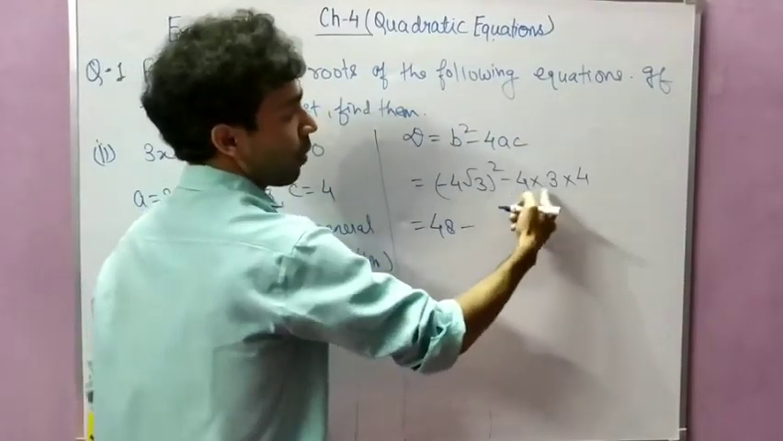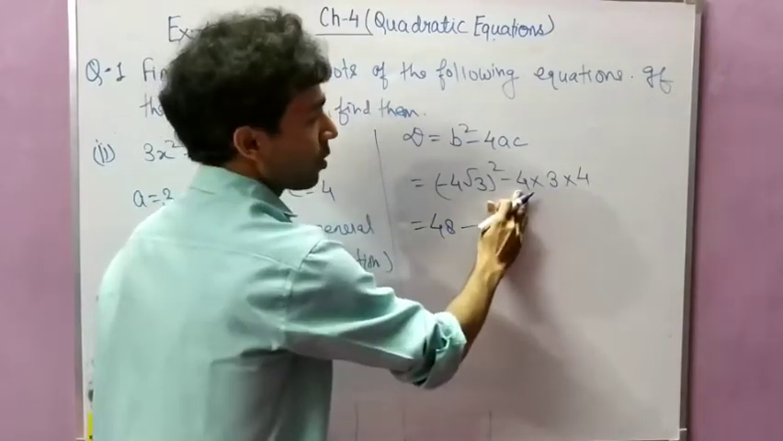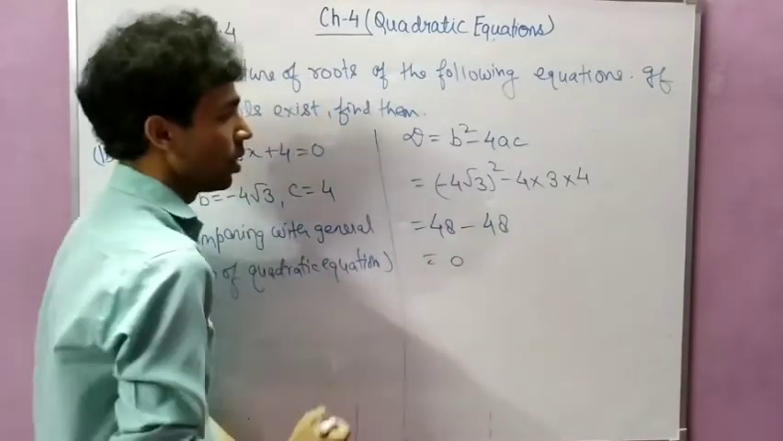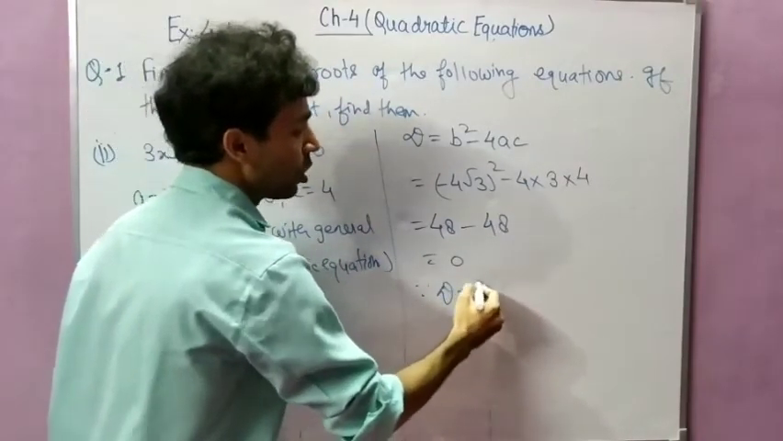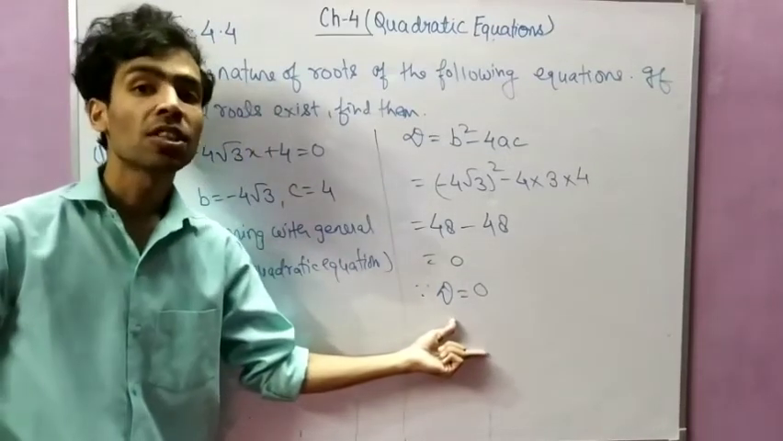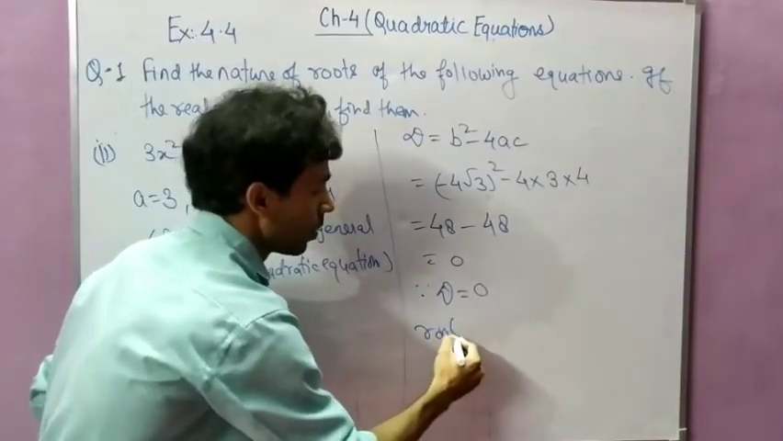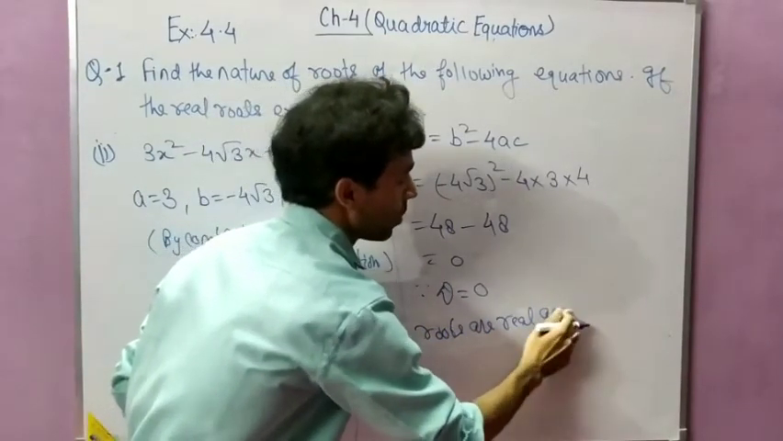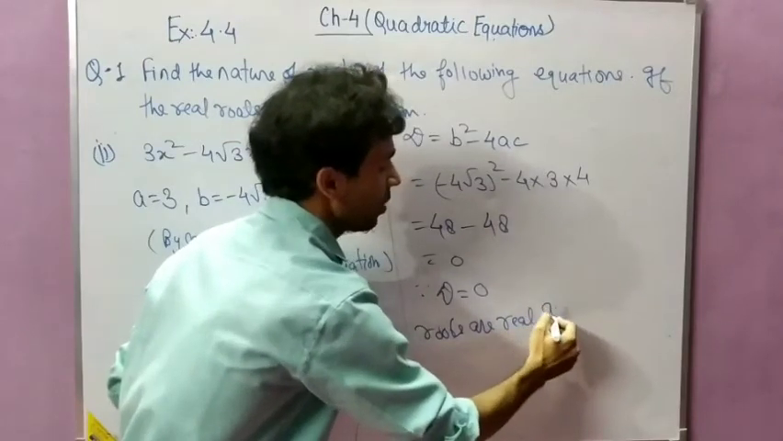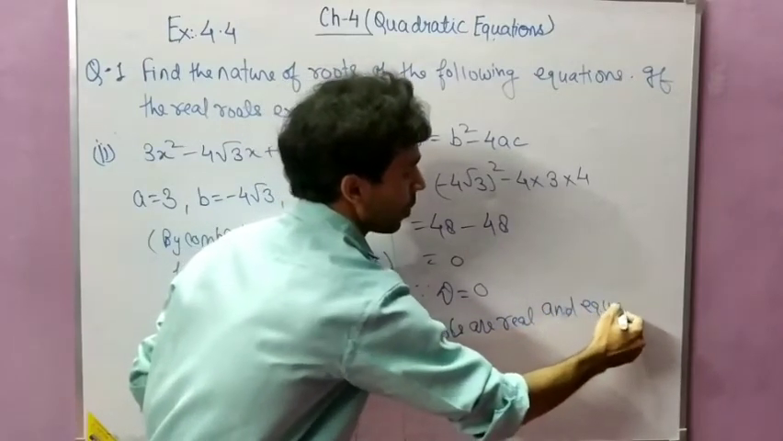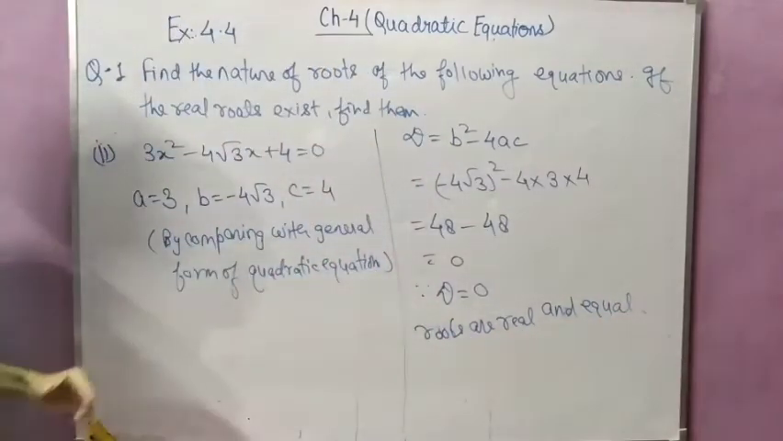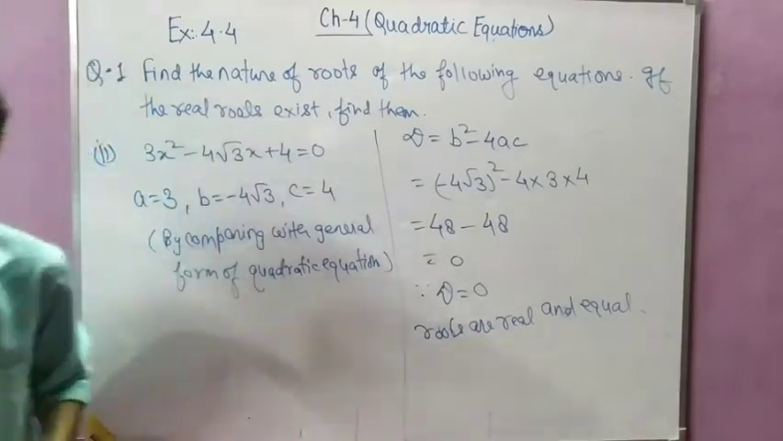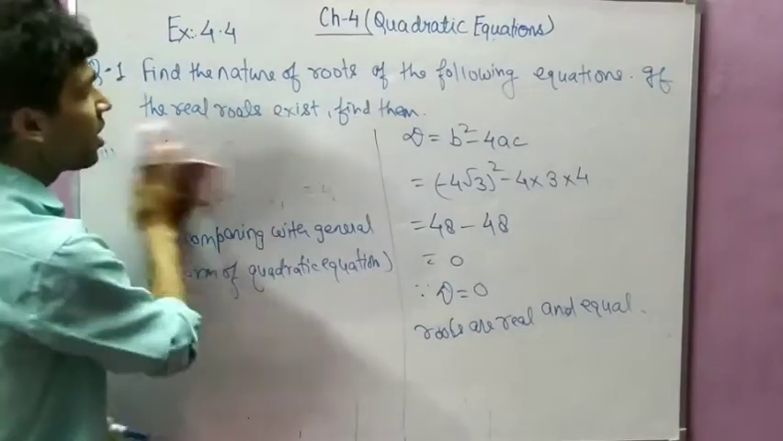Minus 12, 4 into 3 is 12, and 12 into 4 is 48. So, 48 minus 48 is 0. And because d is equal to 0, what is the condition when d is equal to 0? Roots are real and equal. So by doing that, we have solved that the nature of roots will be real and both will be equal. So now in this case, roots are real, na?